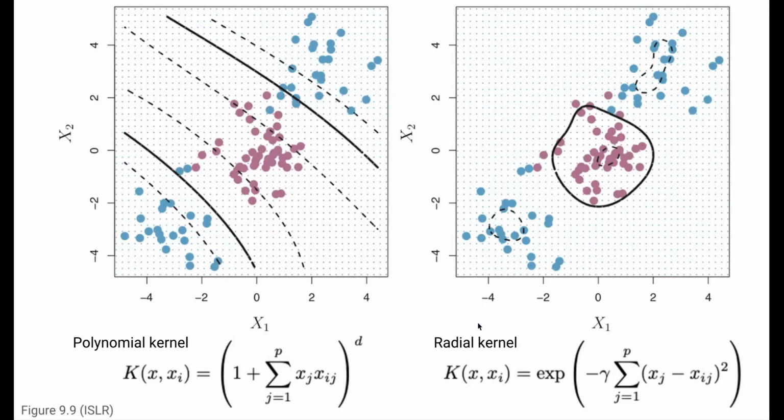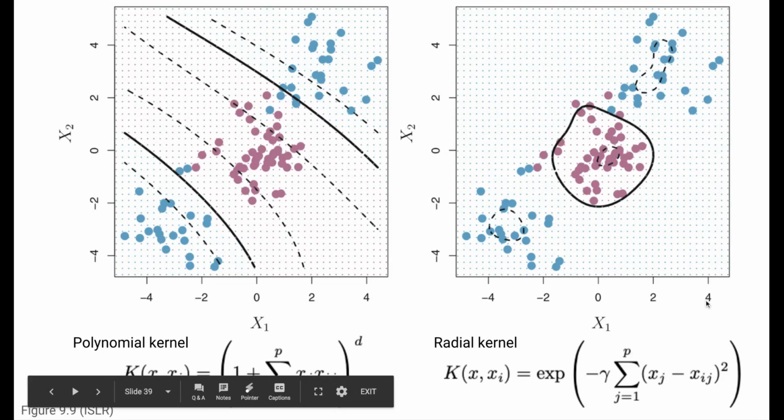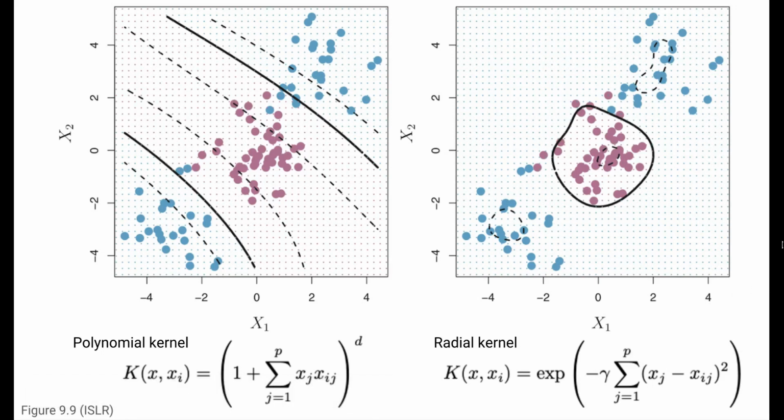To make this concrete, let's look at an example. This is the same troublesome data set that we saw earlier. A support vector classifier only tried to draw a linear decision boundary and it did not do well. Two examples of kernel functions are shown here at the bottom. The polynomial kernel is on the left, and the radial kernel is on the right.